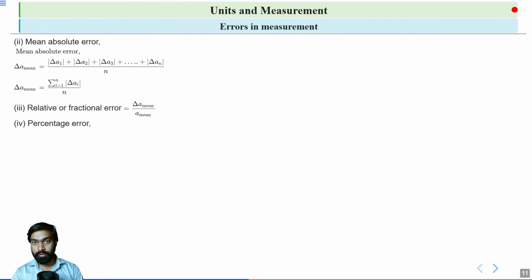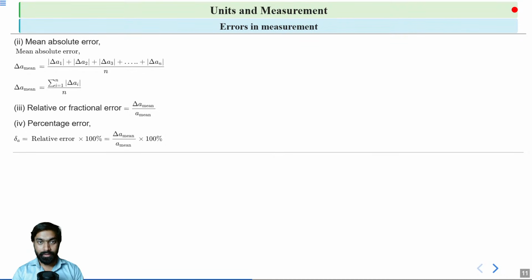Fourth one is percentage error. This is a method that shows how much an estimated or measured value differs from the true or actual value in percentage. So percentage error is equal to relative error into 100%, which is equal to Δa mean divided by a mean into 100%. So this is the formula. Alright. These are the formulas to calculate the mean absolute error, fractional error and percentage error. For the exam, these formulas are very important. Listen carefully everyone, these formulas are very important.